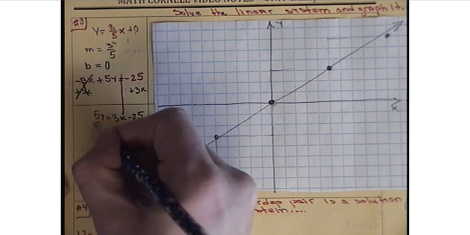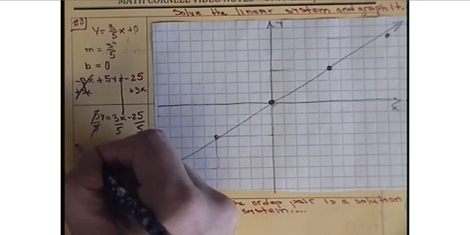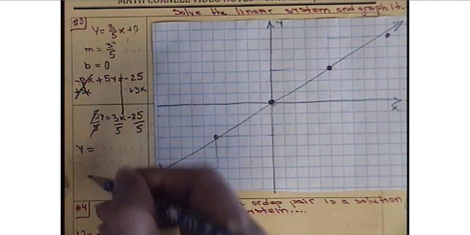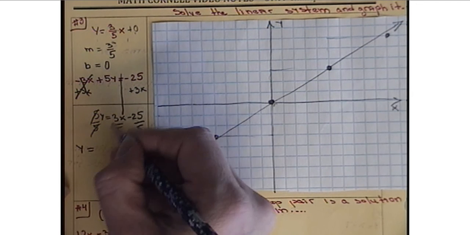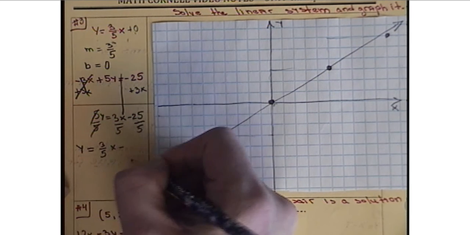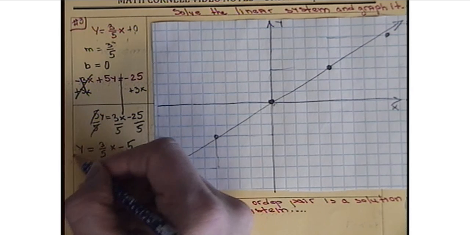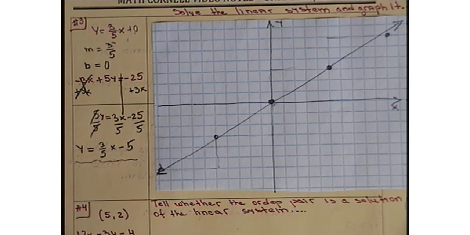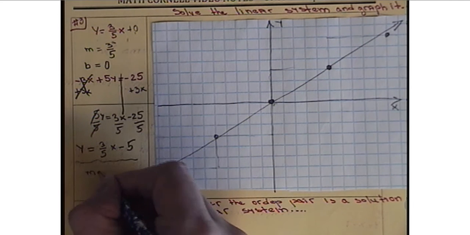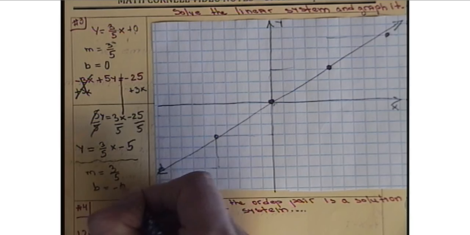Next step will be to divide by 5, because again, you want y to be by itself in slope-intercept form. So y equals 3/5 x minus 25 divided by 5, which is 5. So that is the equation we're looking for the second line. And m is 3/5 and b is equal to -5.